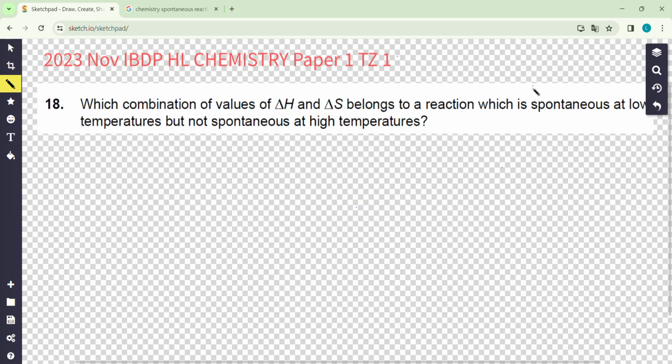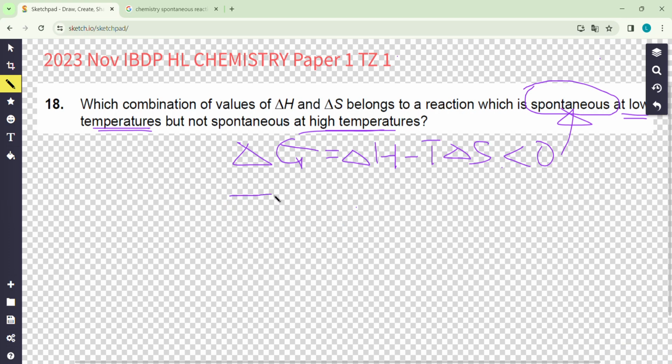Everybody, question 18 is about whether a reaction is spontaneous or not. You know that it is decided by the Gibbs free energy. When the Gibbs free energy is negative, it is spontaneous. It said that at low temperature, it is spontaneous. At high temperature, it is not spontaneous.